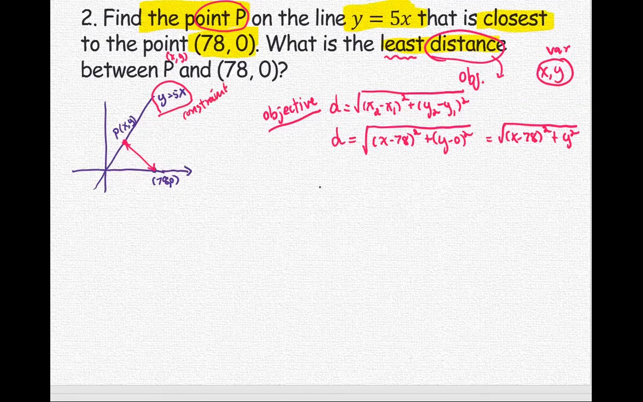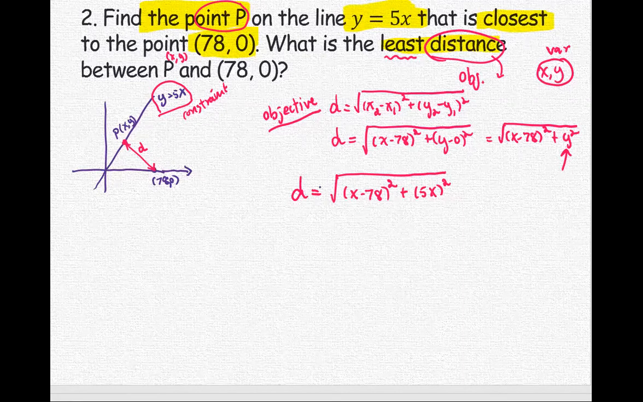You guys have questions? No? Okay. So with the constraint y equals 5x, d is the shortest distance from the point P to the point 78 comma 0. Then replace the y with 5x. Now the function d is the square root of (x minus 78) to the second plus (5x) to the second. We have the objective, we have the constraint.